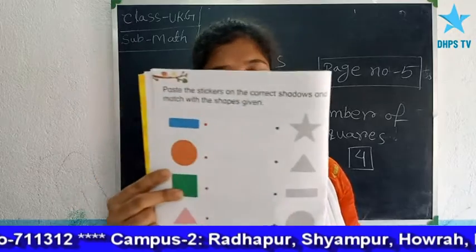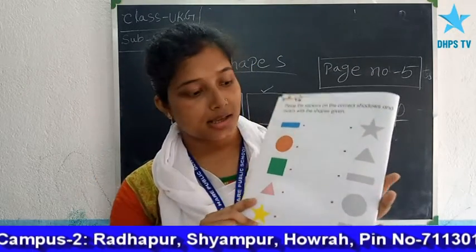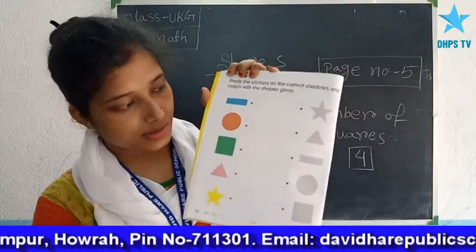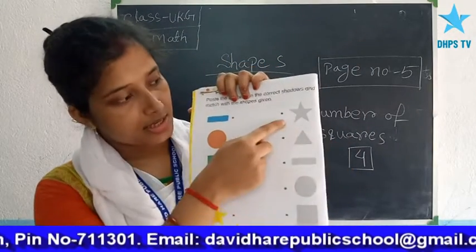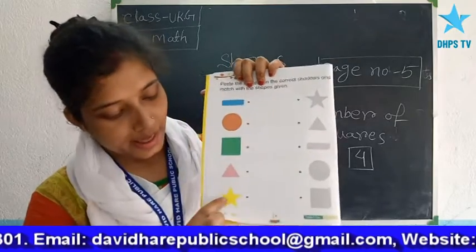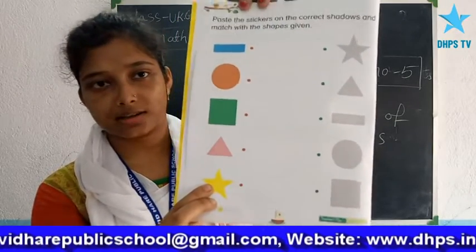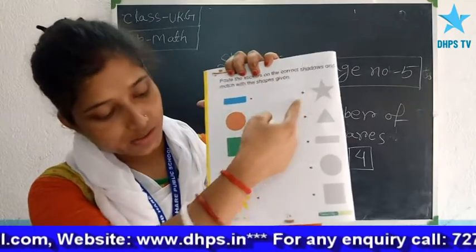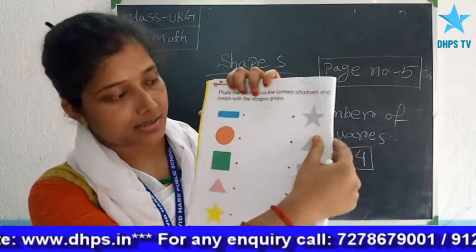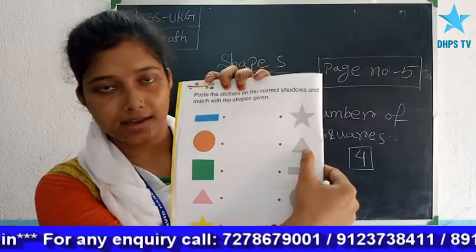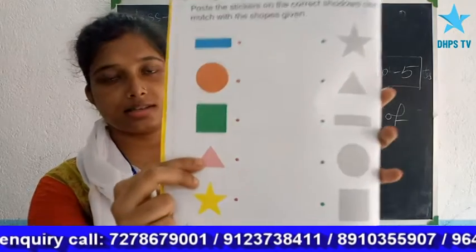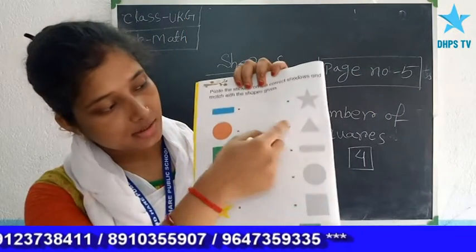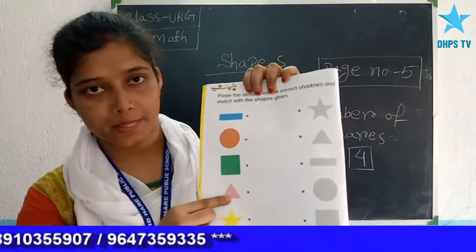And then, after pasting the stickers, you have to recognize the matching shapes. Like, see, this is a shadow of star, and here this is a picture of star. So you have to connect these two from here to here. And next, this is a shadow of triangle. And here, this is a picture of triangle, pink color. So just connect from here to here.